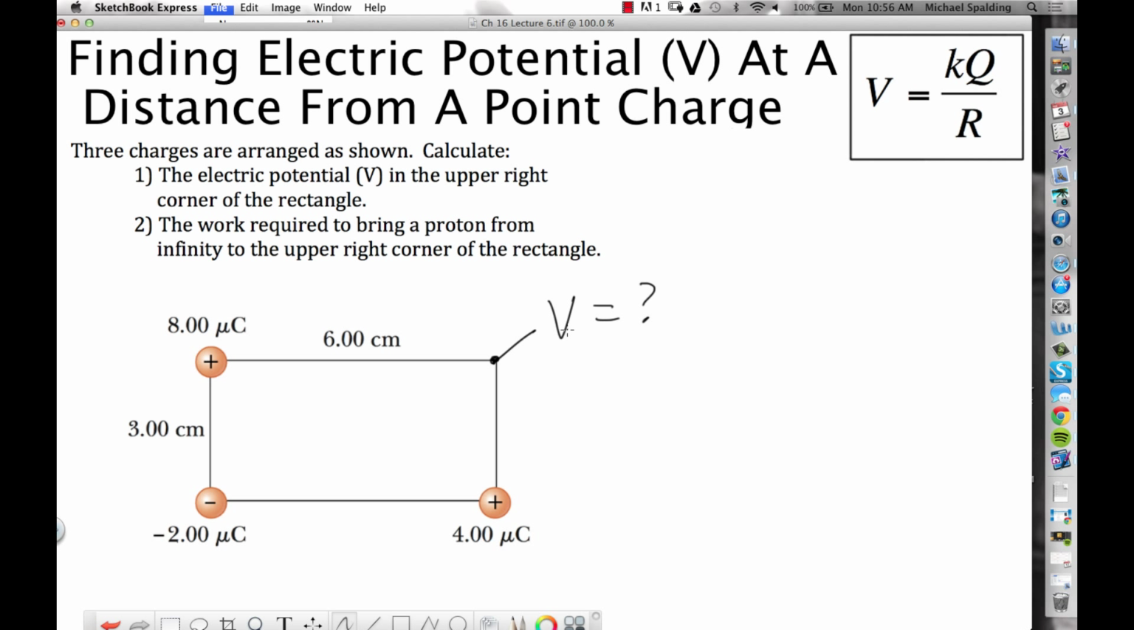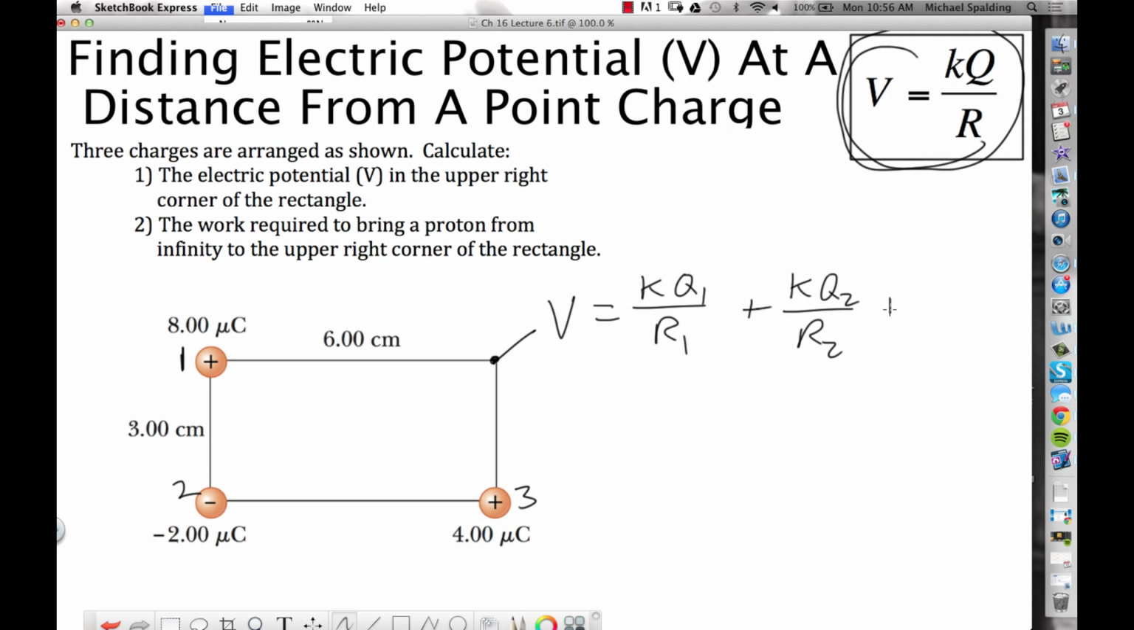Okay, so how are you going to go about this? Well, let's call this charge here number 1. This will be charge 2. This will be charge 3. So you're going to go like this. Here's the equation for finding electric potential. You're going to go KQ1 over R1 plus KQ2 over R2 plus KQ3 over R3. Like that. Plug it in, you're done.